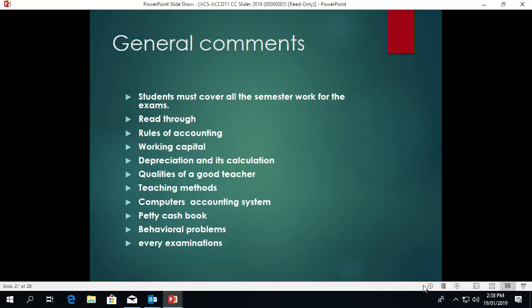You need to read through the depreciation and the calculation on it. Remember, we have the straight line method. I want you to go through this method. I want you to read through the qualities of a good teacher. You need to read through the theory of the teaching methods. You need to read through the theory on the computers and accounting system. You need to read through the petty cash book. Read through the behavioral problems. And then you need to go through everything.